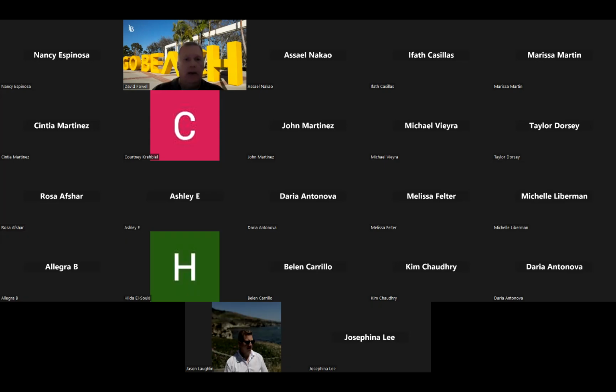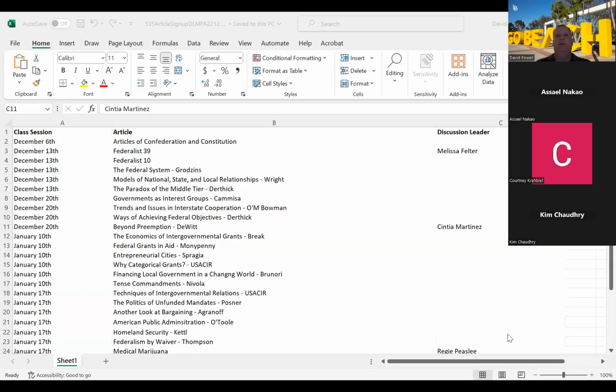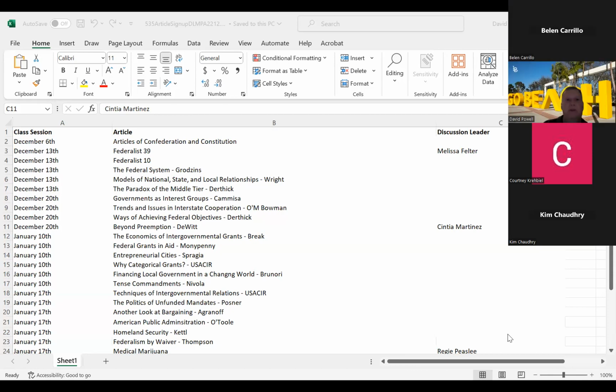And let me go ahead and share out our sign-up sheet. As I said, I just added a new version of the sign-up sheet to our Canvas site just before we stepped into class today. So I added some articles that have already been selected, but this is what I'm thinking in terms of the flow of our articles.